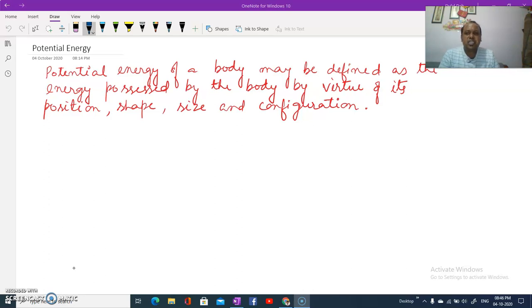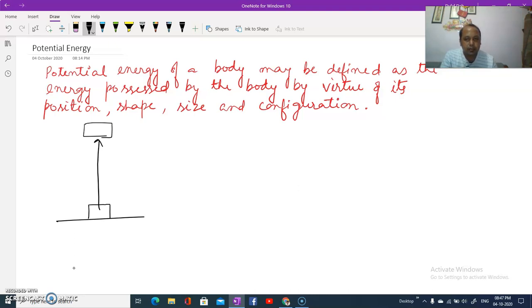Now, to understand the concept here, let us first take some examples. Suppose here we consider a body at the surface. Let this be the body at the surface, having a certain amount of mass, say m, and we lift the body to a particular height here. That means the position of the body has changed. We have done some work on the body to lift it to a certain height, and the position of the body has changed. So now the body possesses potential energy at a particular height.